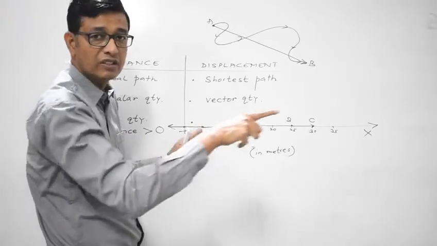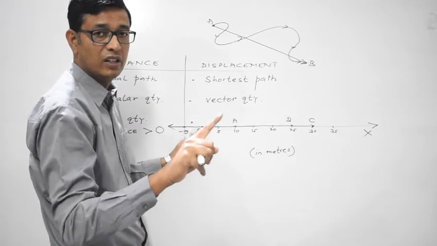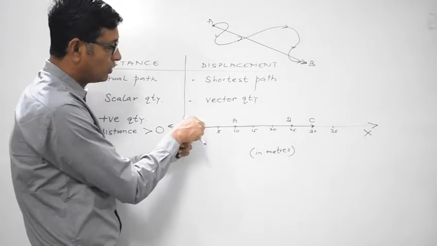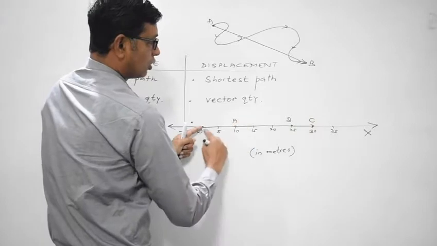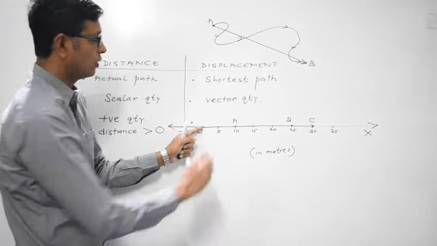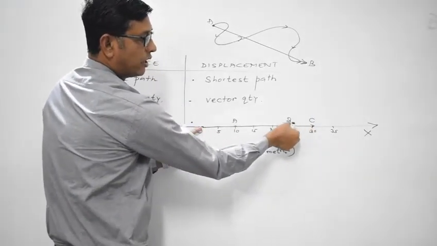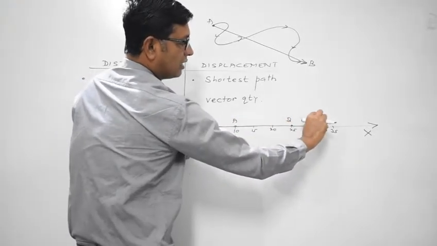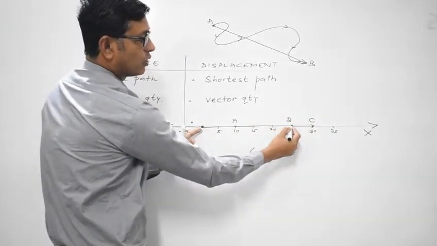When the body moves along a straight path, that is the shortest distance between the two given points, isn't it? So that is the case when the displacement of the body becomes equal to its distance. In case the body moves along the straight path OC, the total distance as well as displacement would be 30 meters. Now suppose the body goes to point C, and then again comes back to point B. So the initial position was point O and the final position was point B.